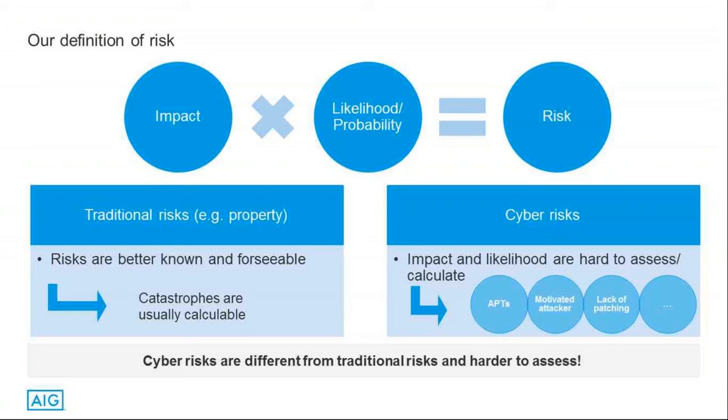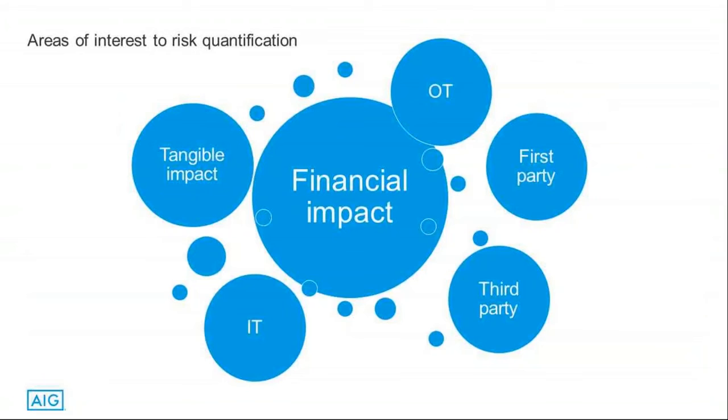So those three aspects really are strong indicators that cyber risks are somewhat different than our traditional risks and should be looked at slightly differently. So when it comes to risk quantification, what is it we're actually dealing with? Of course there are a few areas that we need to look at. There's the financial impact, of course. There's maybe also tangible impact when it comes to broken machinery, like robots or production environments. And of course, there's the differentiation between IT and OT risks. And lastly, also the risks to your own finances and environment and third-party risks.